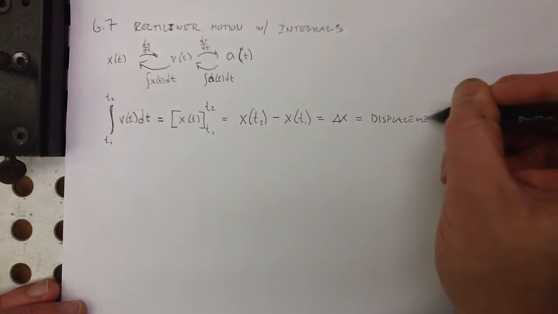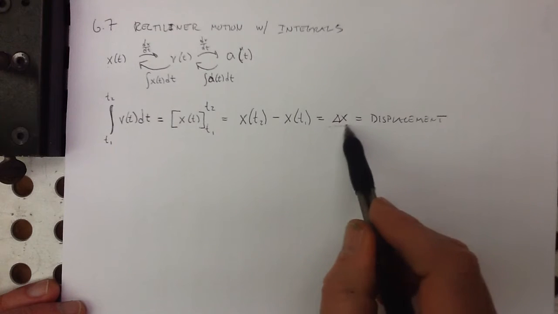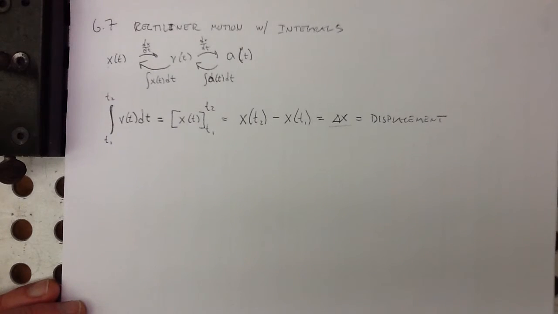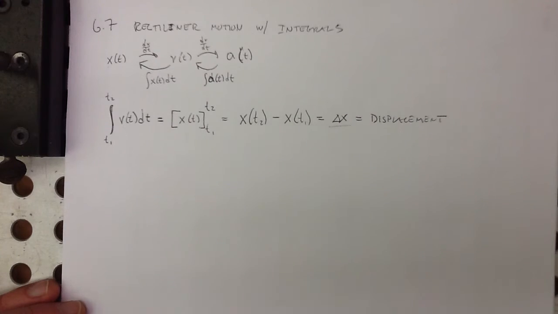And if you're in physics class, you know that that's obviously a very important thing. But even if you're not, we've seen this already. We know that this is an important concept. This is the difference in the ending position and the starting position.